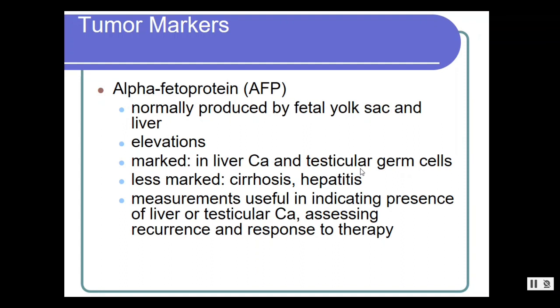Another tumor marker is alpha-fetoprotein, which is taken from the fetal yolk sac. Usually it is elevated in liver cancer and testicular germ cell tumor. And it is also slightly elevated in cirrhosis and hepatitis. It's useful to indicate the presence of liver or testicular cancer. And also, for example, they're already diagnosed. Now they want to check if the patient is responding to therapy or nag-recur ba yung sakit.